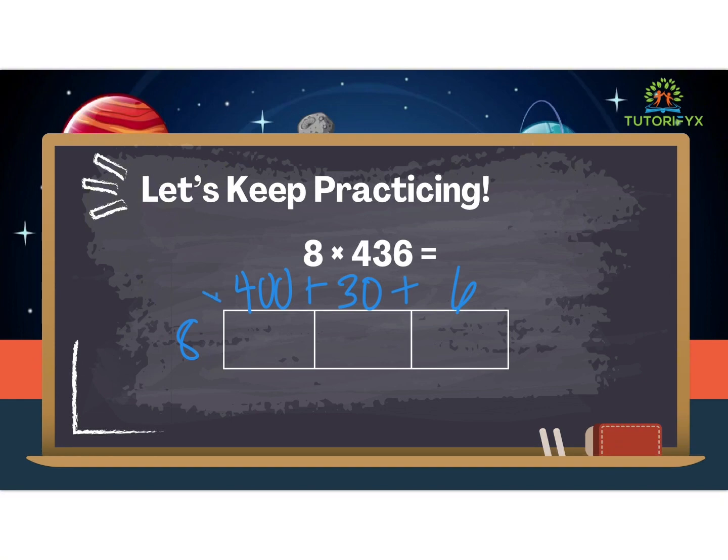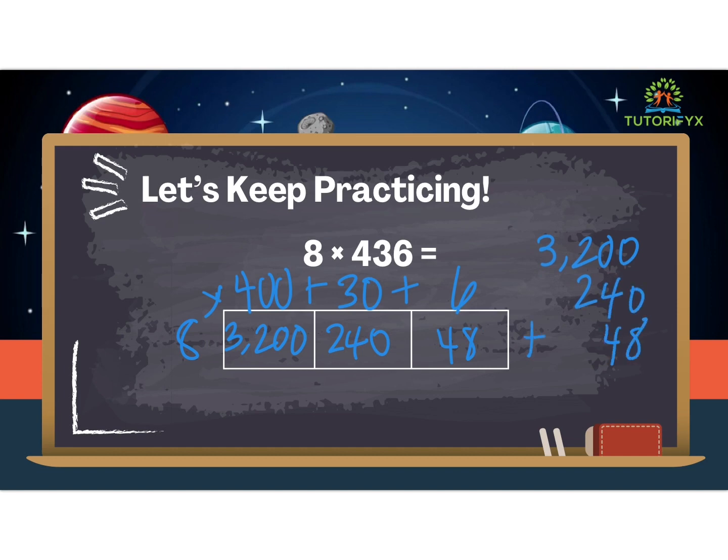Now I'm going to multiply. 8 times 400 is 3,200. 8 times 30 is 240. And lastly, 8 times 6 is 48. Last step, add them all together. So I'm going to write 3,200 plus 240 plus 48.